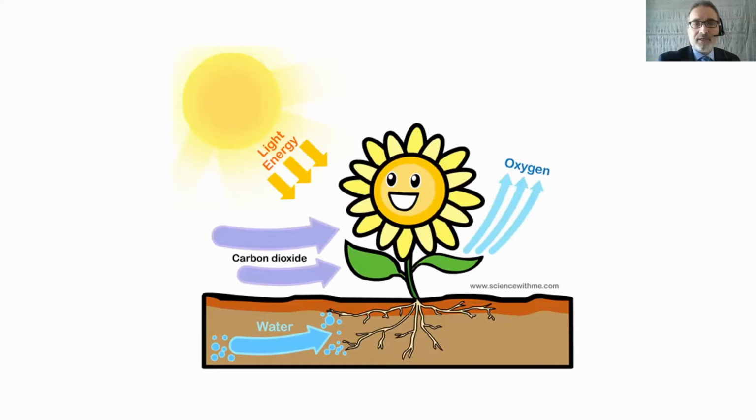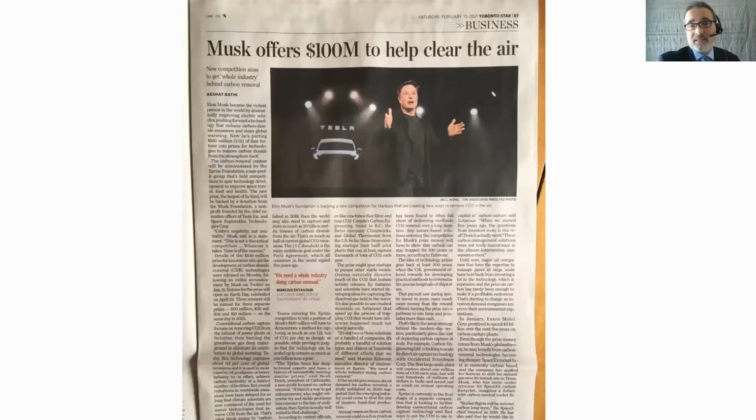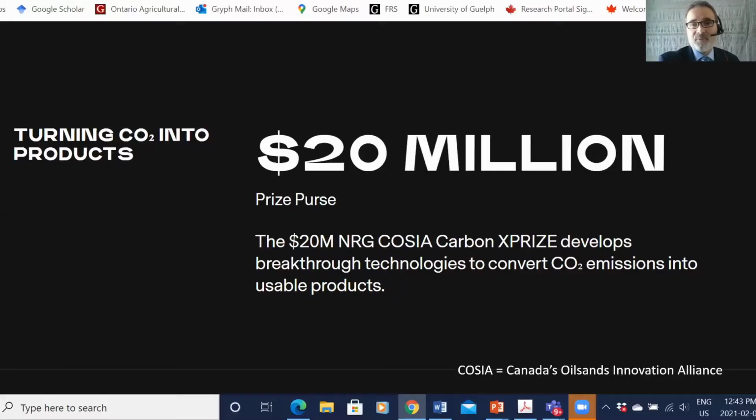But I'm not sure the farming and agriculture community has sufficiently capitalized on the wonder of what it is that we do. And this is a good example. This is just this past Saturday's Star. And Elon Musk, who is an amazing self-promoter, is now promoting capturing carbon out of the atmosphere and inventions to capture carbon out of the atmosphere and turn those things into useful consumer products. He is a proponent behind things like the X Prize. So you can go on to COSIA, Canada's Oil Sands Innovation Alliance. Sorry, my agriculture brain, Canada's Oil Sands Innovation Alliance.